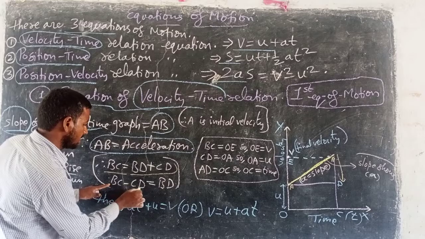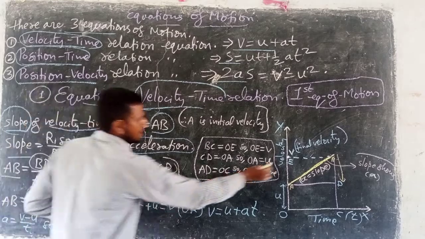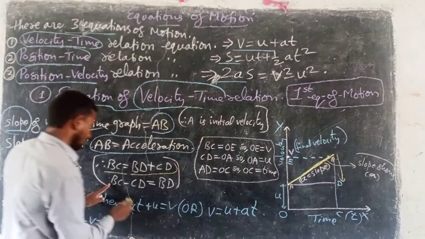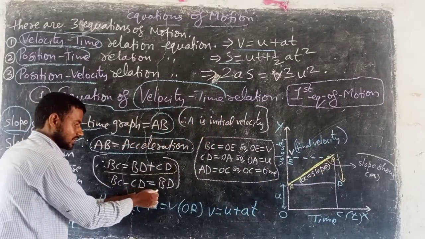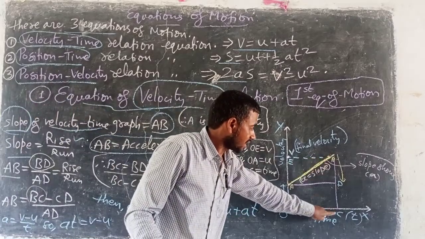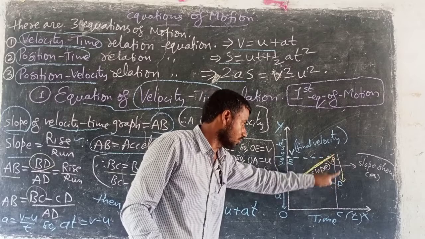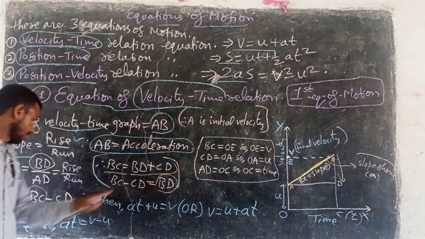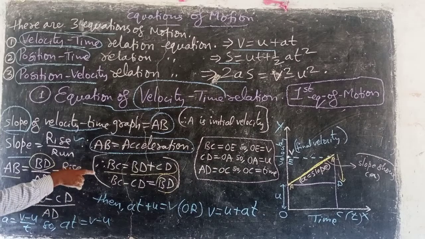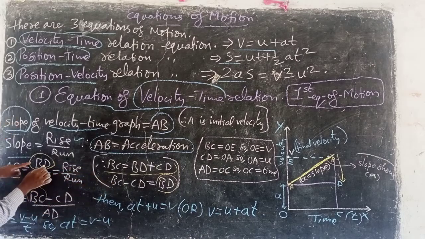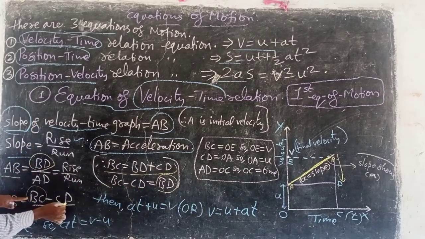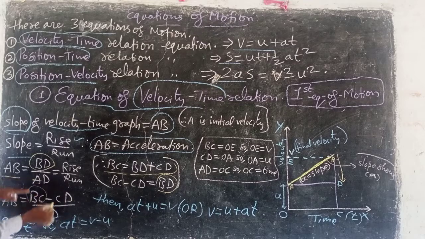And BC minus CD is equal to BD. That is what I take here. BD is equal to BC minus CD, divided by AD.